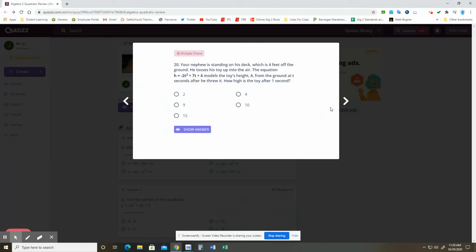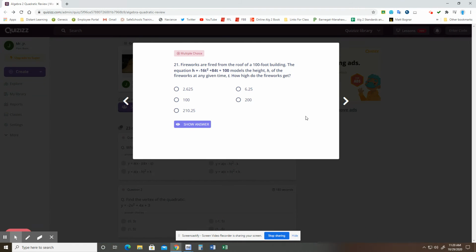as I did here. Number 21. Fireworks are fired from the roof of a 100-foot building. There's the equation that models the situation.